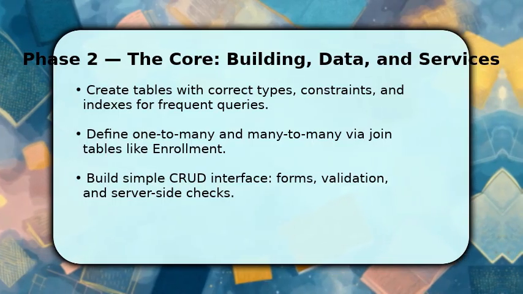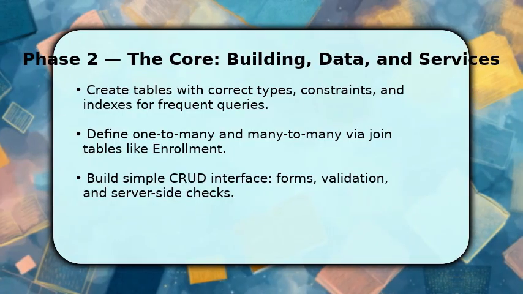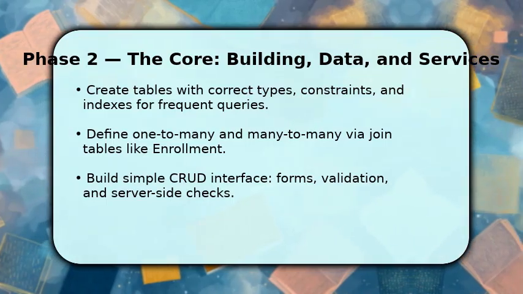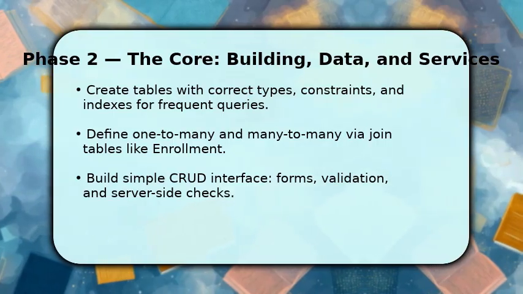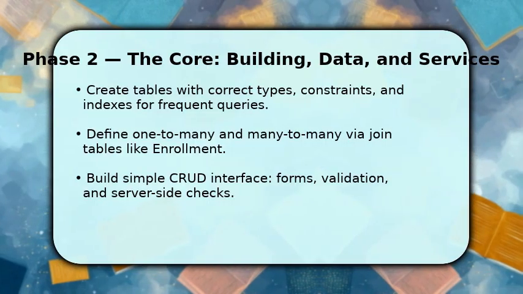Then model relationships, one-to-many for classes to students, many-to-many through an enrollment table. After that, build CRUD forms and validate both client-side and server-side. This prevents bad data from entering the DB. Also add referential integrity rules so deletions cascade properly.